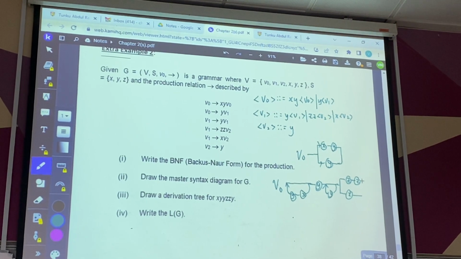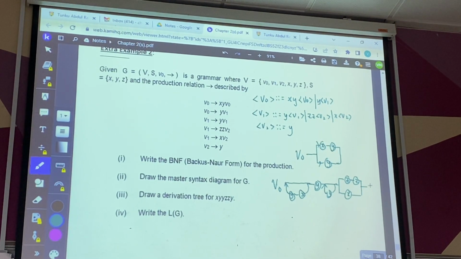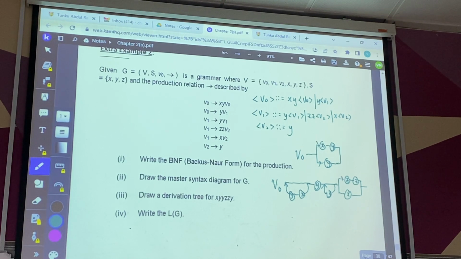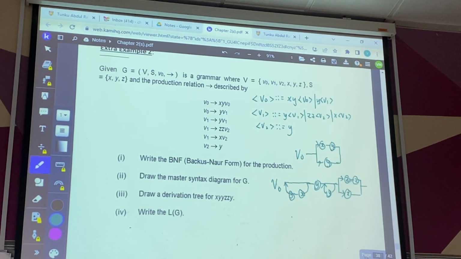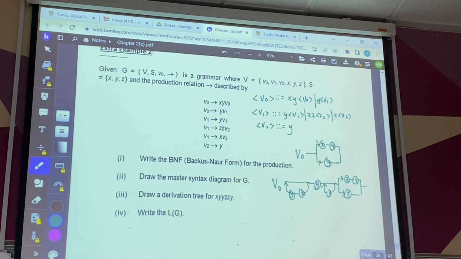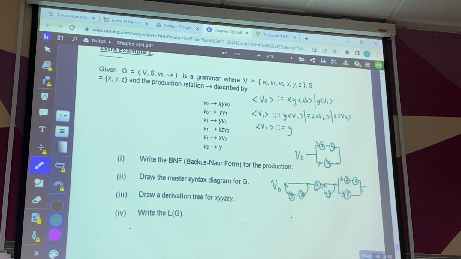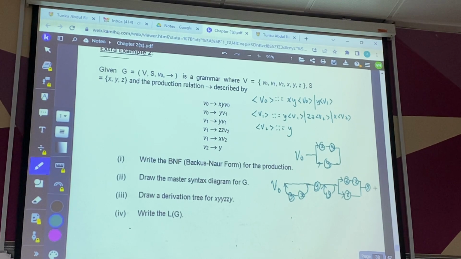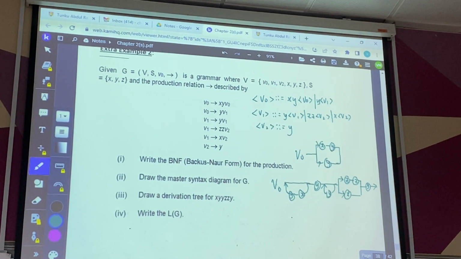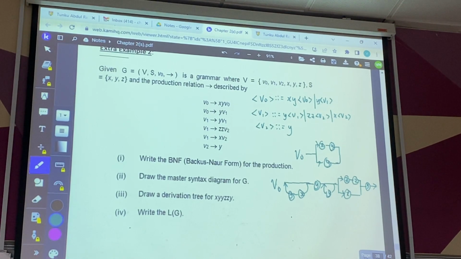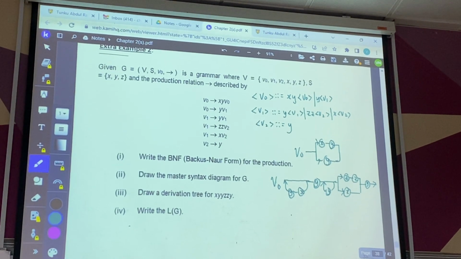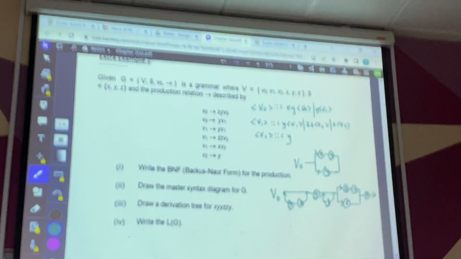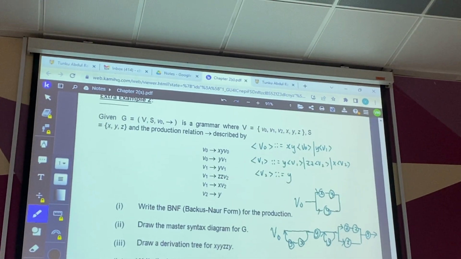So these are the two alternative, you can go to the right. Z V2 or X V2, then V2 go to Y. So you will get the master diagram like this. Can you get this?